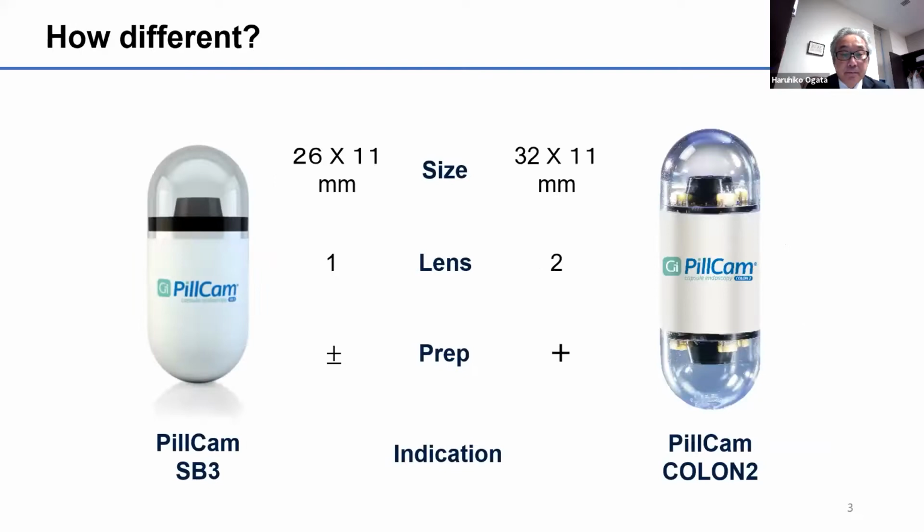I'd like to introduce the difference between a small bowel capsule and a colon capsule provided by a Covidien company. The colon capsule is a little bit larger and longer than the small bowel capsule, equipped with a dual lens so that it provides almost 360 degrees visual field. And like a standard colonoscopy, colon capsule endoscopy needs several amounts of preparations to examine.